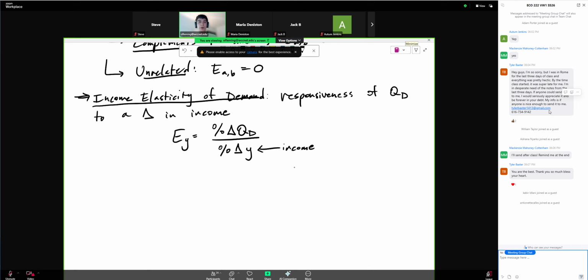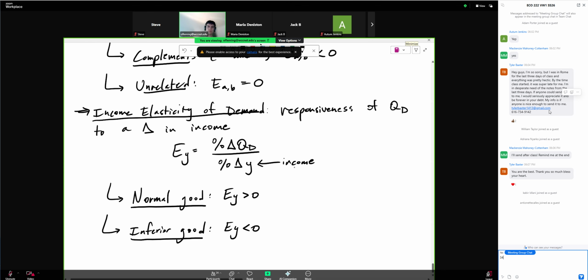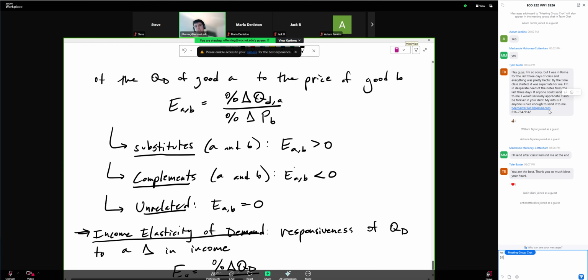Okay. Now, again, here the sign matters because we have some goods where the demand is increasing in income, right? And those goods are, of course, called normal goods. Okay. A normal good is going to be one where the income elasticity of demand is positive. As income goes up, you buy more of it. And then you have an inferior good that is the opposite. Right? So here the sign matters, just like with the cross elasticity.